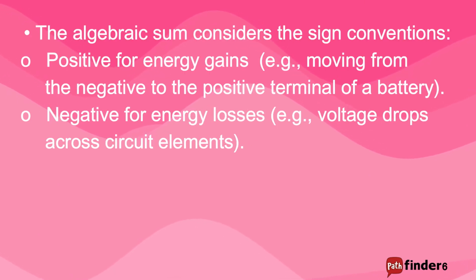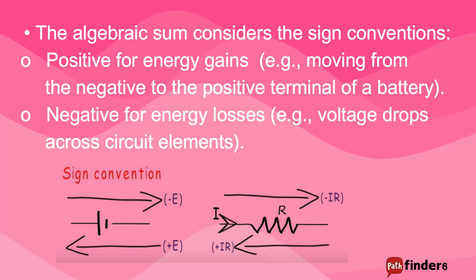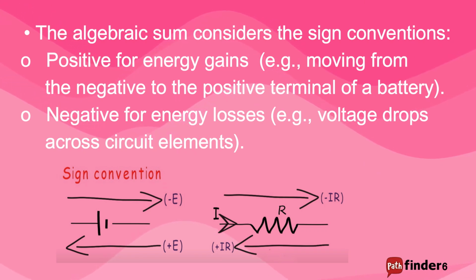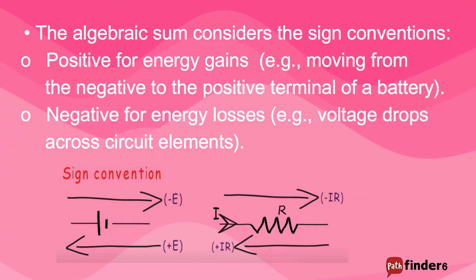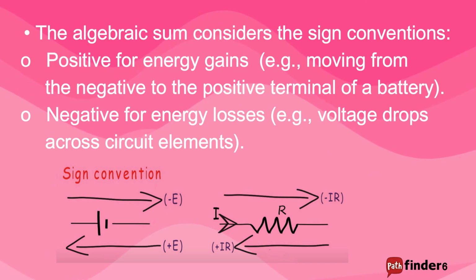The algebraic sum considers the sign conventions. Positive for energy gains, moving from the negative to the positive terminal of a battery. Negative for energy losses, voltage drops across circuit elements. In simple terms, remember that in a circuit, if the loop direction and the current direction are the same, the sign convention is taken as negative. If they are opposite, it is taken as positive. For a source, when moving from low potential to high potential, the sign convention is taken as positive. When moving in the opposite direction, it is taken as negative.